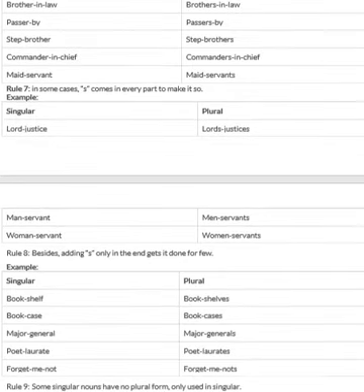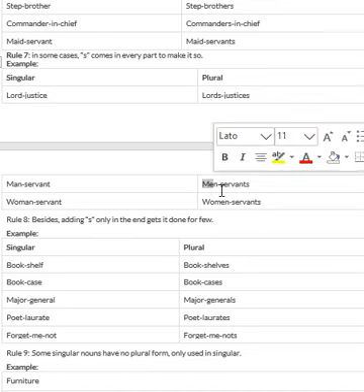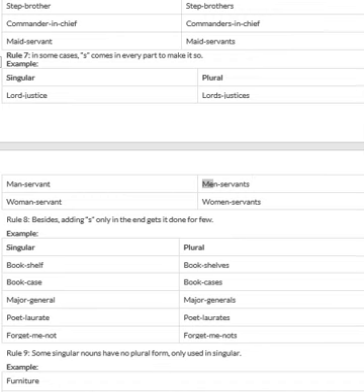The next rule is, in some cases s comes in every part to make it plural. Lord Justice, here you will have to put s in both Lord and Justice: Lords Justices. Manservant, you will have to make both the words plural: menservants. Woman servant, women servants.